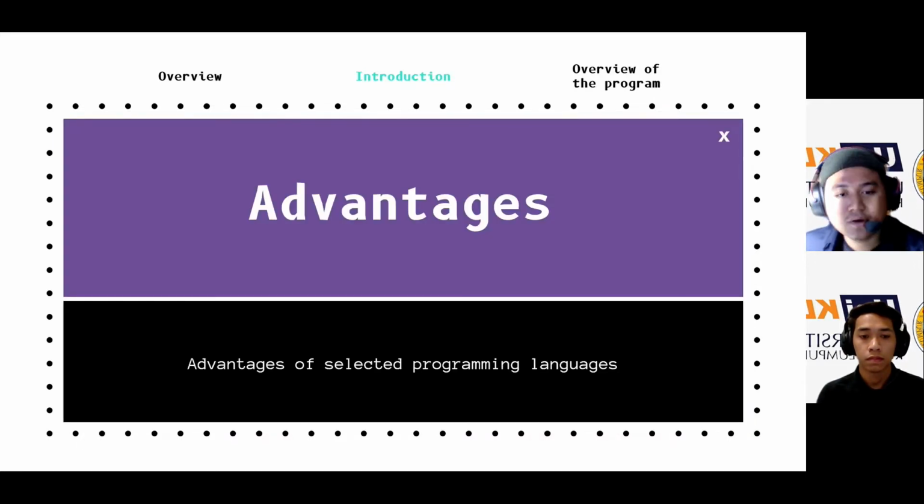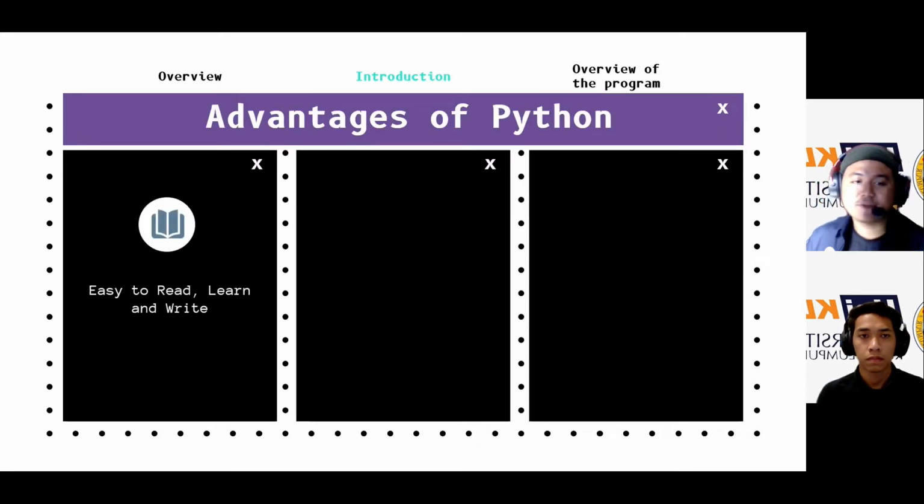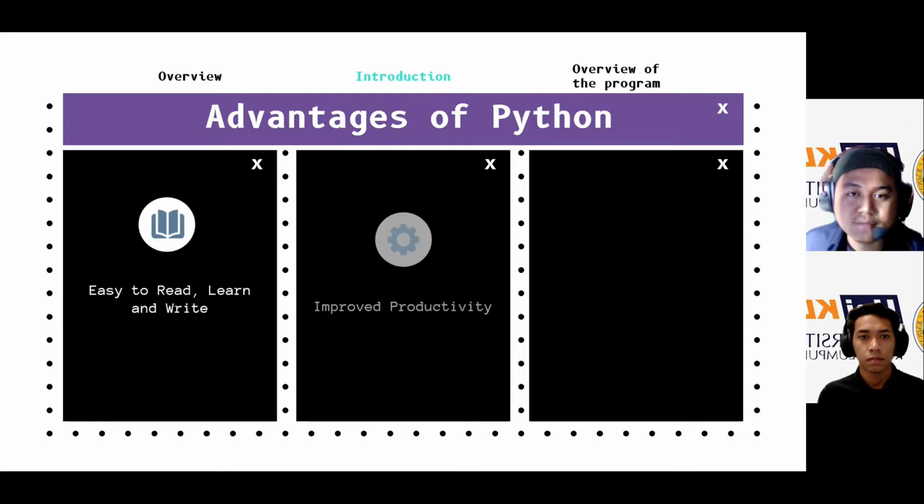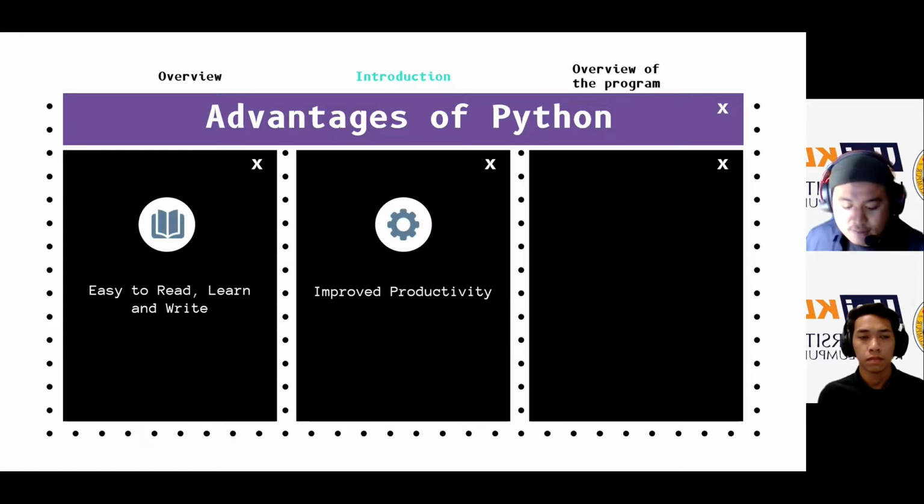The advantages of the selected programming language. The first advantage of Python is that it is easy to read, learn, and write. Python is a high-level programming language that has English-like syntax. This makes it easier to read and understand the code. That is why a lot of people recommend Python to beginners. You need fewer lines of code to perform the same task compared to other major languages like C, C++, and Java.